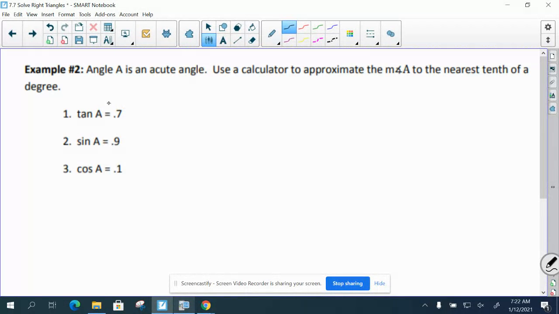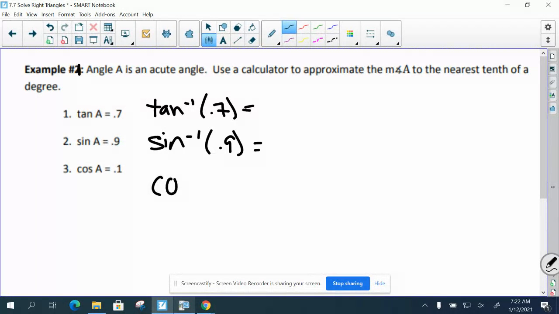So this is technically example 1, but angle A is an acute angle. Use the calculator to approximate the measure of angle A to the nearest tenth of a degree. So we know that the tangent of A is 0.7, sine of A is 0.9, cosine of A is 0.1. So what we're going to do is take the tangent inverse of 0.7, and that'll give us the angle. And then we'll do the sine inverse of 0.9, and then we'll do the cosine inverse of 0.1.